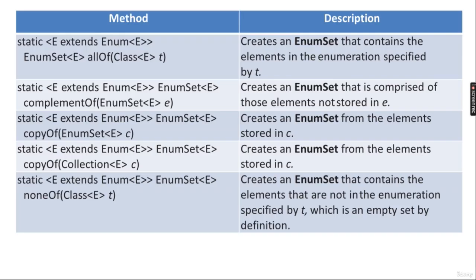Okay. So these are the methods. static <E extends Enum<E>> EnumSet<E> allOf creates an EnumSet that contains the elements in the enumeration specified by t. static <E extends Enum<E>> EnumSet<E> complementOf creates an EnumSet that is comprised of those elements not stored in e. static <E extends Enum<E>> EnumSet<E> copyOf(EnumSet) creates an EnumSet from the elements stored in c. static <E extends Enum<E>> EnumSet<E> copyOf(Collection<E> c) creates an EnumSet from the elements stored in c. static <E extends Enum<E>> EnumSet<E> noneOf(Class<E> t) creates an EnumSet that contains the elements that are not in the enumeration specified by t, which is an empty set by definition.